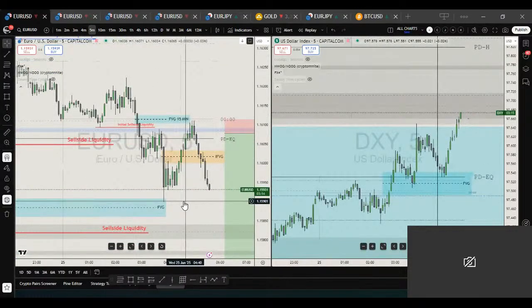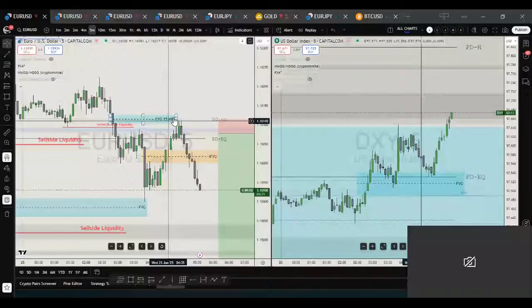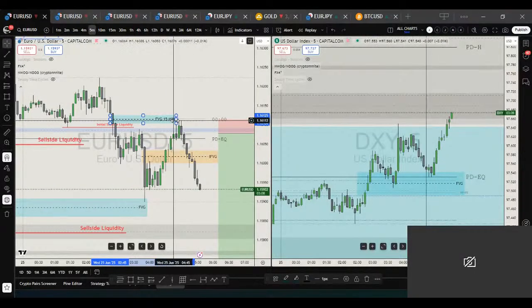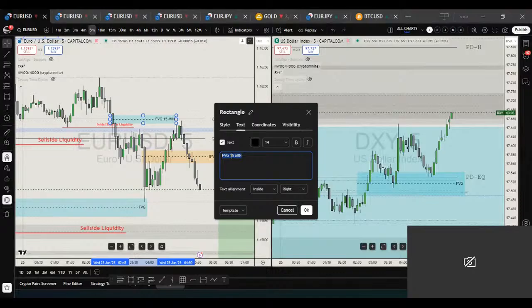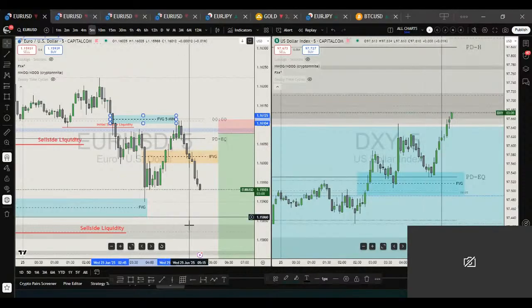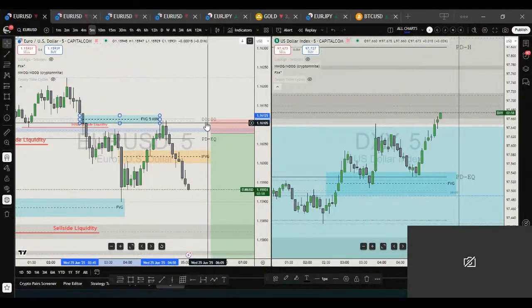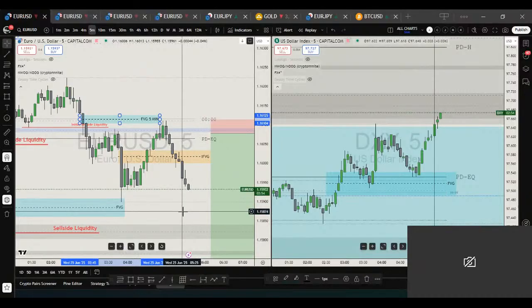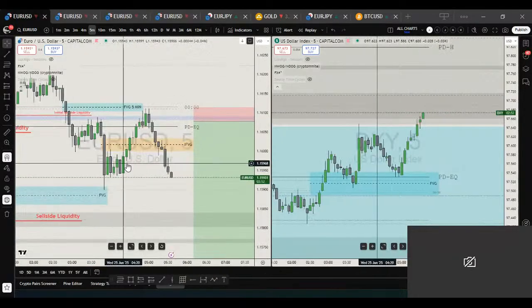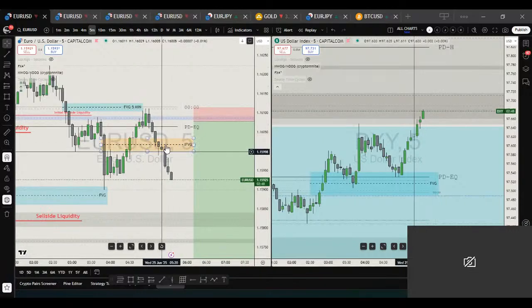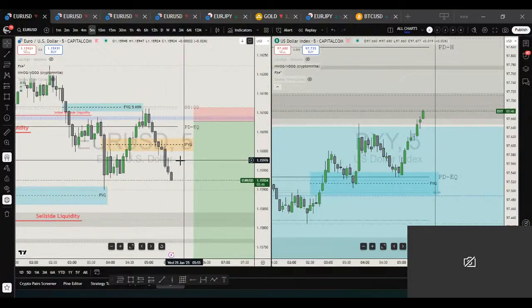But the more it pushed higher, the more it came into contact with this fair value gap. By the way, it's a 5 minute fair value gap, not a 15 minute. As you can see, this 5 minute fair value gap is overlapping with the opening time, which is 12 midnight, New York time. So what you saw here was this fair value gap become an inverted fair value gap.